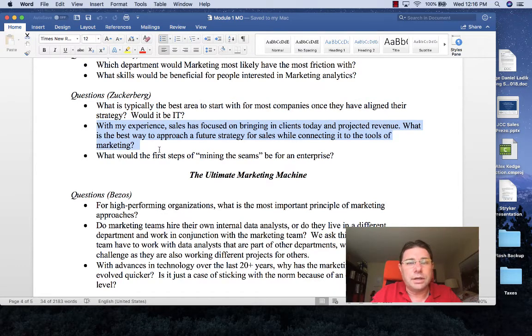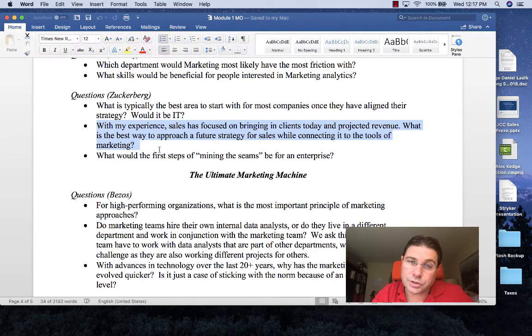With my experience, sales is focused on bringing in clients today and projecting revenue. What's the best way to approach the future strategy of sales while connecting with the tools of marketing? I'm a sales guy. I was a sales guy before I was a digital guy. I understand, and one of the things I'm doing right now is B2B social selling. The difference is that in the top-down world, salespeople would go out and find revenue. You would have to find the business. In a B2B social world, social selling, the business finds you.